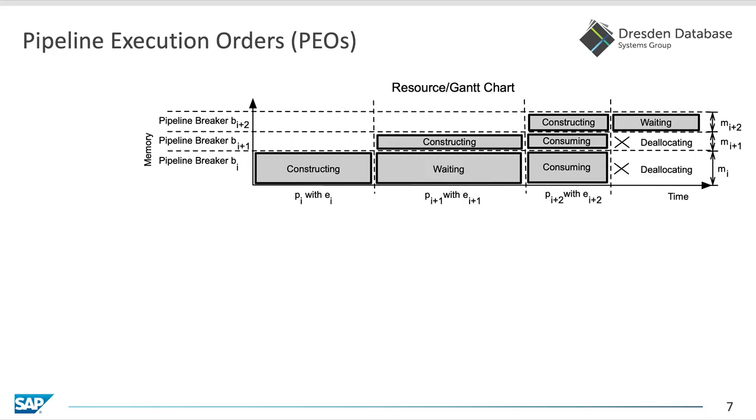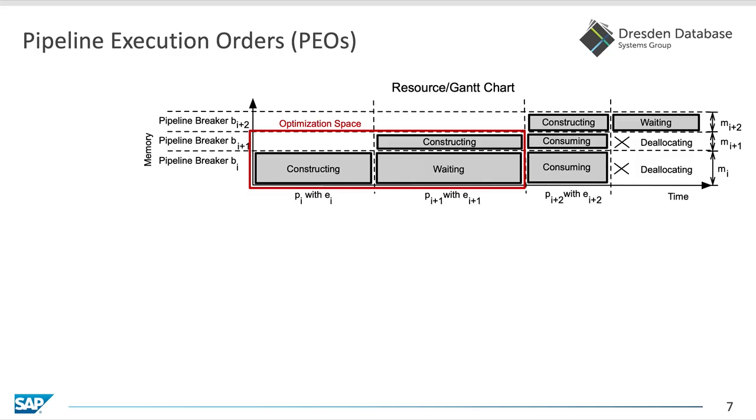and after consuming, its breaker is immediately deallocated. As we can see here, we chose to build a bigger pipeline breaker Bi before continuing to build a smaller pipeline breaker Bi+1. The more sensible order would be to actually execute Bi+1 first, since it has a smaller memory footprint and therefore reduces the average memory consumption through reducing the memory integral.